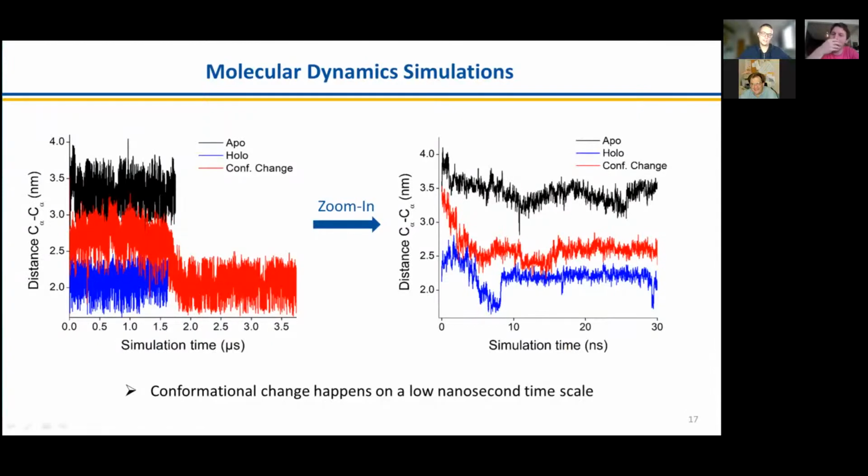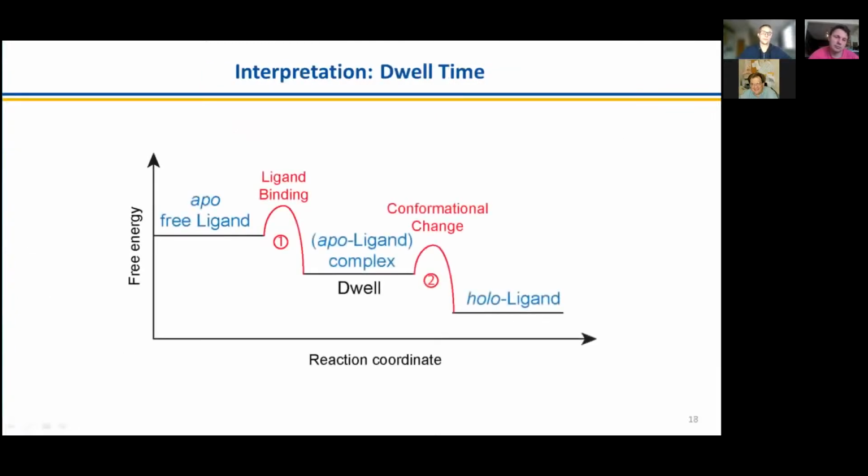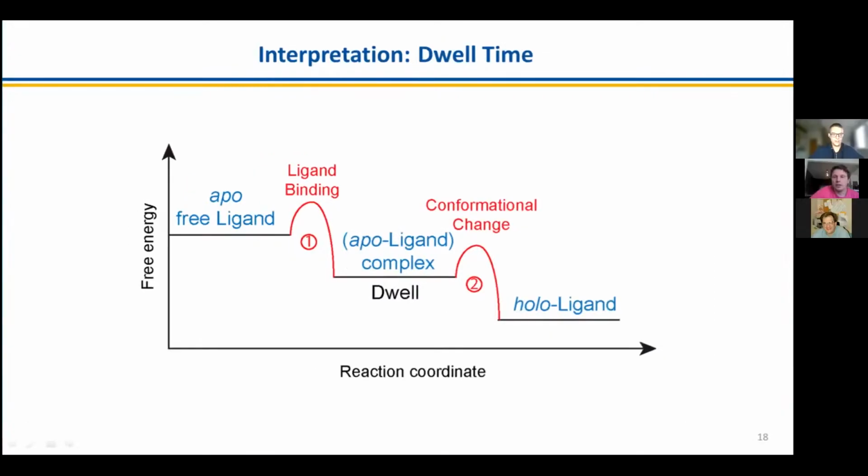Now, having on the one hand the experimental data, which show us a change on the microsecond timescale, and the MD data, which show us a change on the nanosecond timescale, we had to find a mechanistic model in order to interpret the data. This is what we can see here. Our interpretation is in the framework of so-called dwell times or waiting times. This is a free energy profile that we created for our reaction.